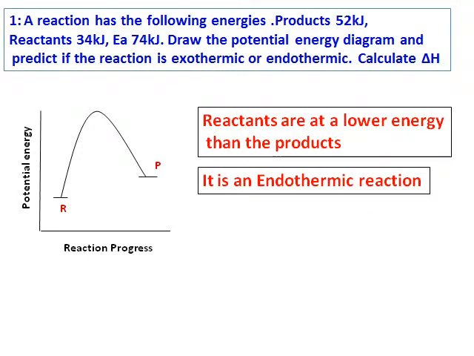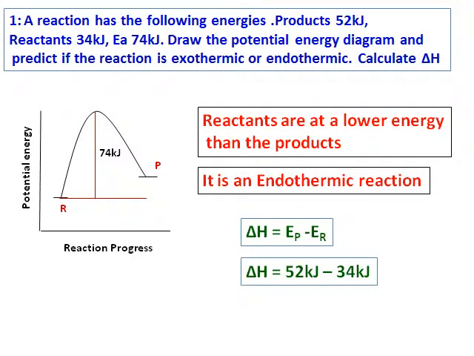Now the activation energy EA, 74 kilojoules, is the height of the curve as shown over there. Now what have they asked us to calculate? They have asked us to calculate the value of delta H, and delta H we know is EP minus ER. And substituting the values of the energies of the product and the reactant I get the value of delta H, and it's a positive value. So this indicates and supports that it is an endothermic reaction.